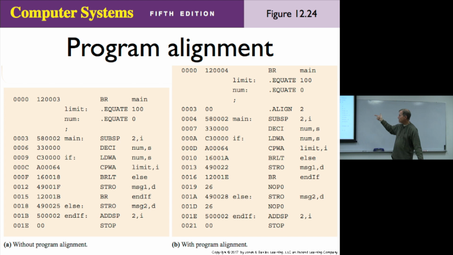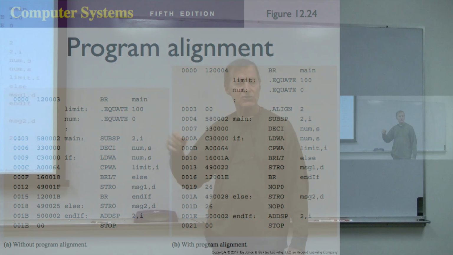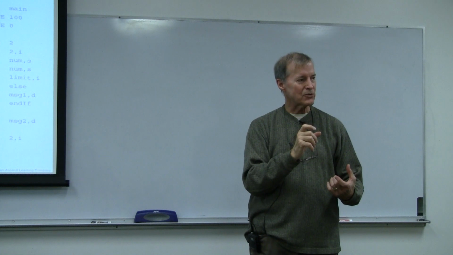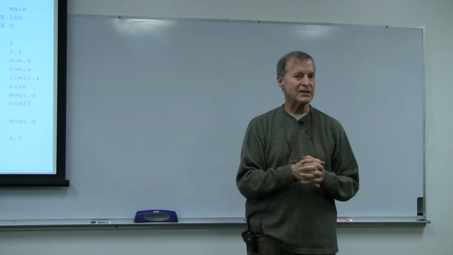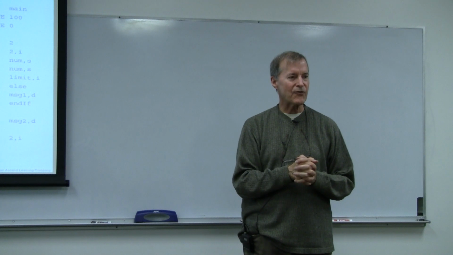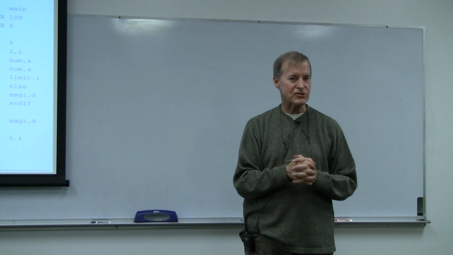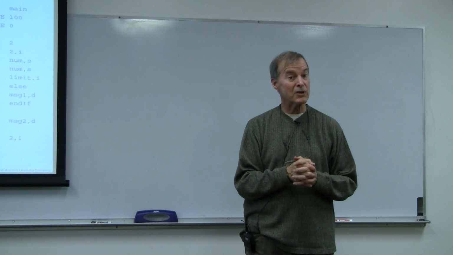But once we do the .ALIGN 2 and main is at an even address, take a look at the else. Else is no longer at 0018. Now else would have been at 0019. But if we're going to branch to else, we have to make sure that else is at an even address. So the whole thing is that the target address of a branch has to be at an even address. Otherwise, the hardware will mistakenly assume that on the next fetch, a prefetch has occurred when it really hasn't.